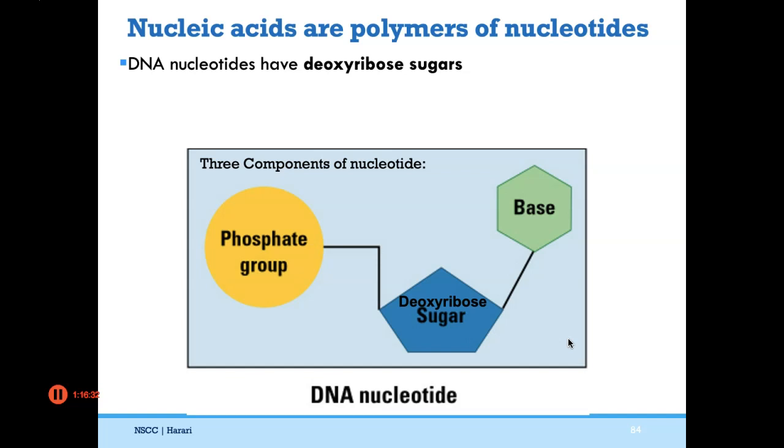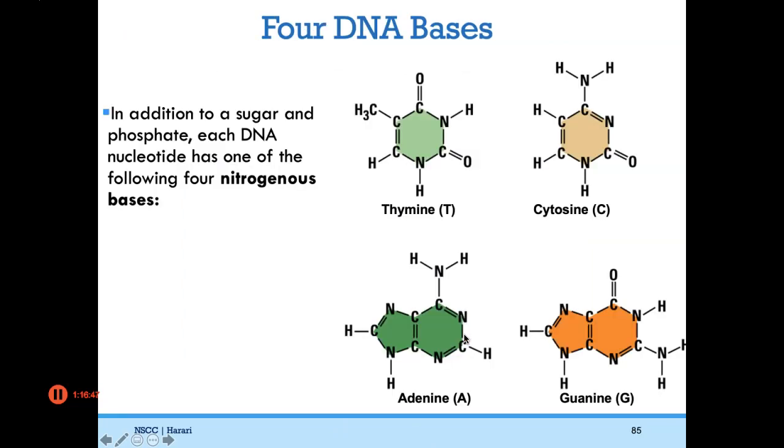In the case of a DNA nucleotide, the sugar is a deoxyribose sugar, and that's why it's called deoxyribonucleic acid. So specifically in DNA, you have a deoxyribose sugar. In addition to the sugar and the phosphate, each DNA nucleotide can have one of the four nitrogenous bases. Note, these bases have carbon, hydrogen, oxygen, and nitrogen in them. They can either have an adenine, a guanine, a thymine, or a cytosine. So these are four different types of DNA bases that can be in a nucleotide in addition to the sugar and the phosphate.